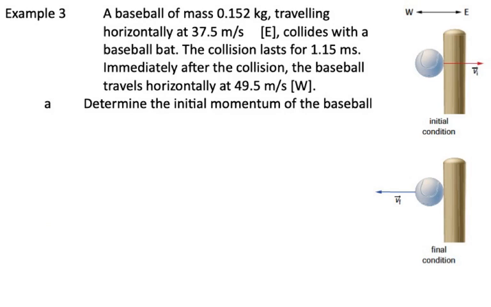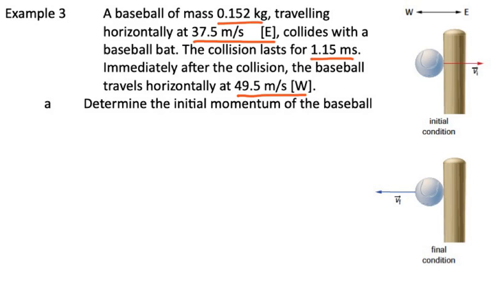So here we have a baseball. Mass is 0.152 kilograms, traveling horizontally at 37.5 meters per second east. I'm assuming it would be thrown out of a pitcher's hand. It collides with a baseball bat, which lasts for 1.15 milliseconds. And immediately after the collision, the baseball is going horizontally at 49.5 meters per second west. So we'll assume that this batter actually got a good hit on the ball.